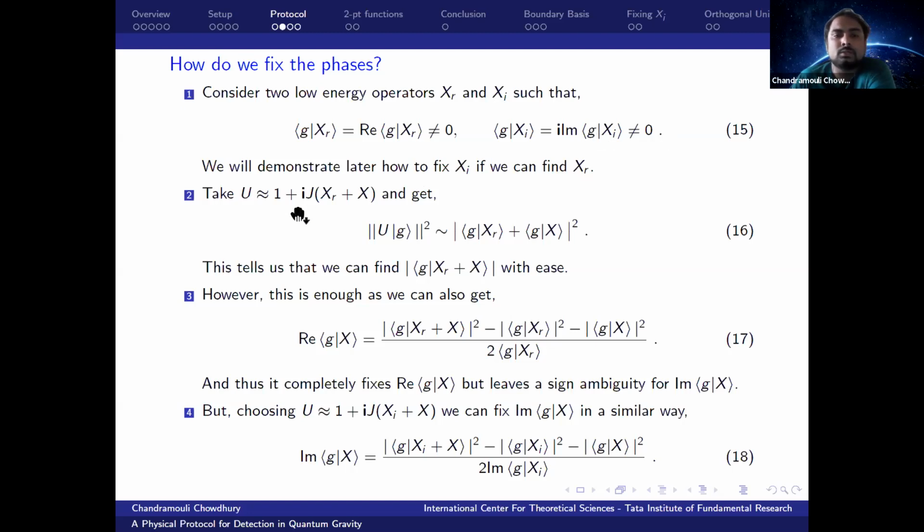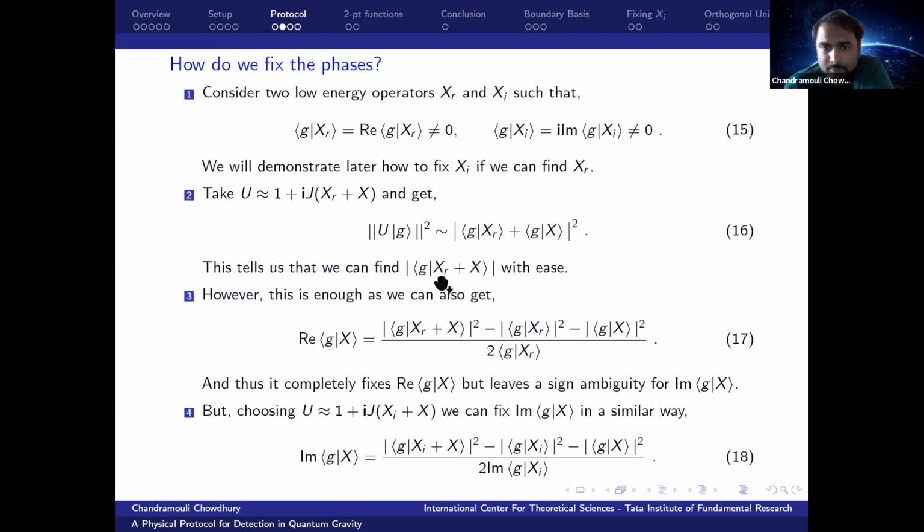Okay, so the first step is to play with this. I take a unitary of this form, which is just e to the i j (XR plus X), and I act with that on the state G, and I just measure the mod square of that. This is just like measuring the norm of the state. And this thing is this. So this tells us that we can recover something like this with these. This kind of thing we have already talked about in the past, how to get this kind of stuff.